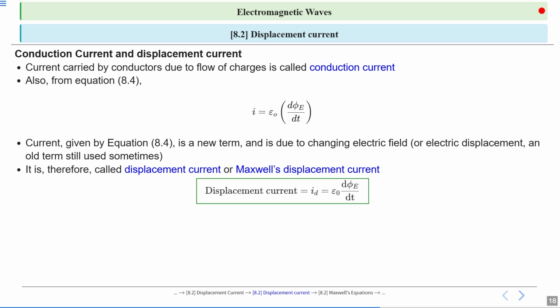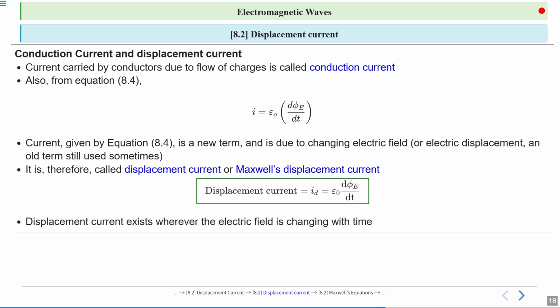So displacement current is represented by ID. Conduction current is represented by IC. So displacement current ID is equal to epsilon naught d phi E upon dt. Displacement current exists wherever the electric field is changing with time. When electric field is changing with time, that displacement current will exist there.